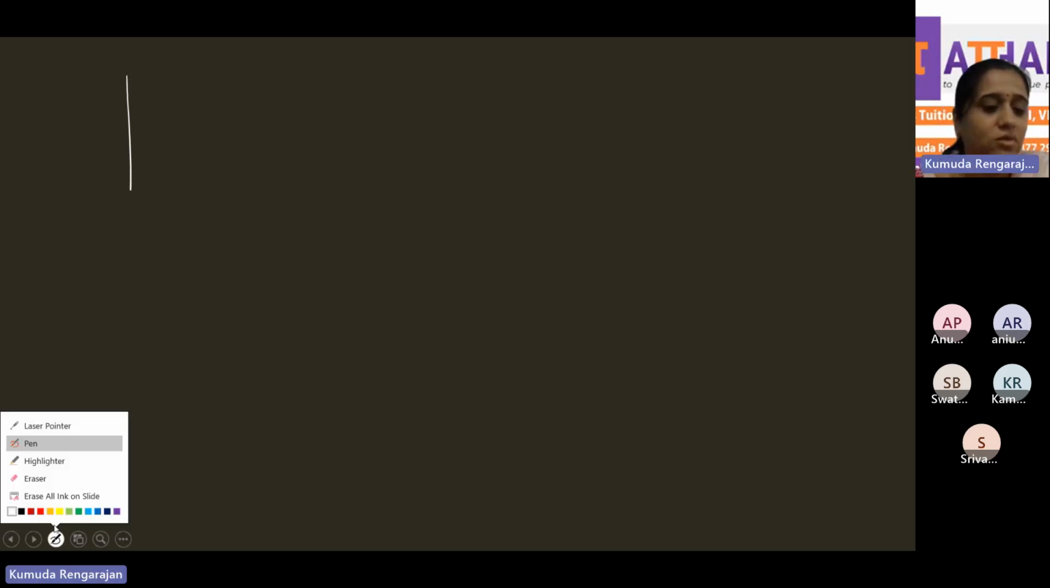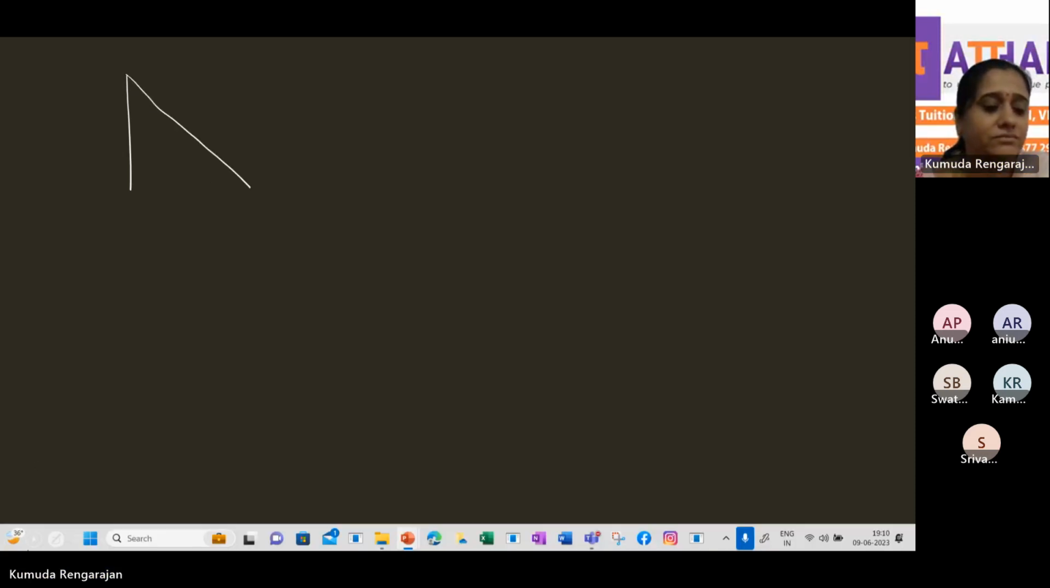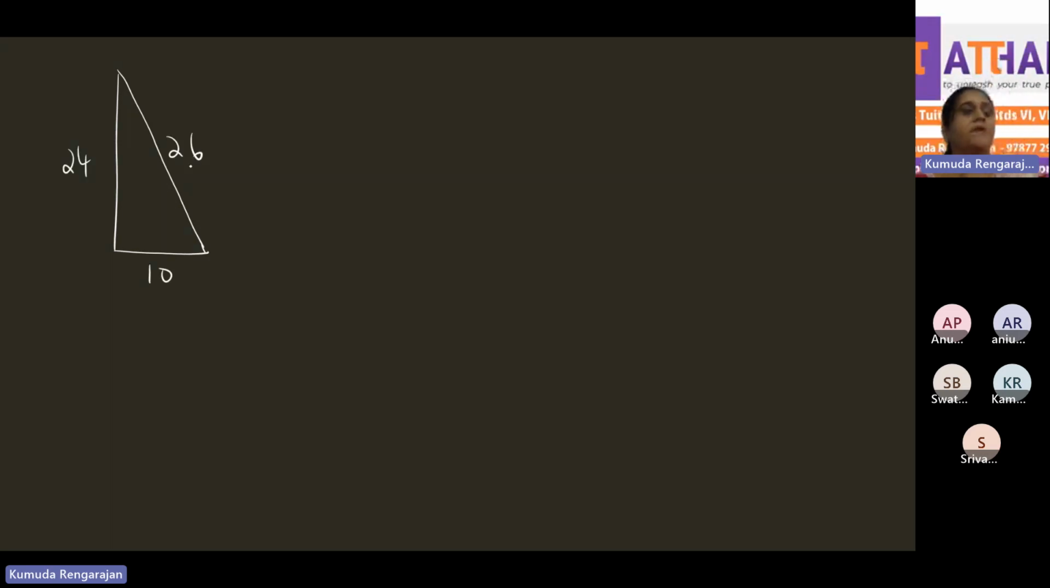Now, supposing you have a triangle. You don't know if it's a right triangle. You simply have a triangle like this. This is 10, this is 24, this is 26. Now how do you check if it is a right triangle?